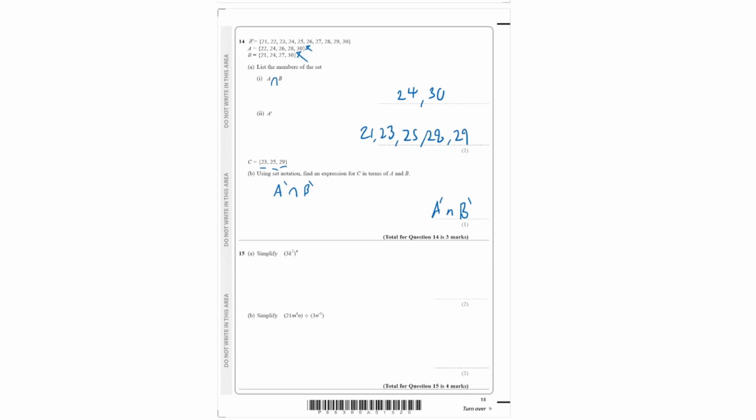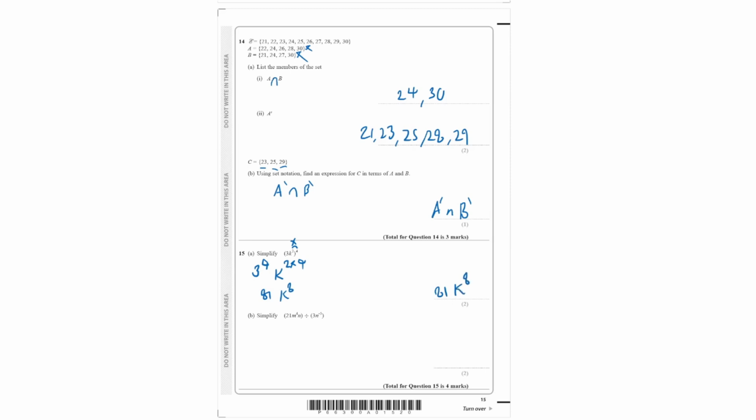Simplify (3k²)⁴. Now we can actually put power 4 to everything. 3 to the power of 4, k² to the power of 4. Now, any power inside the bracket is multiplied by the power outside the bracket. So it's 2 times 4. 3 to the power of 4 is 81. k to the power of 2 times 4, we can write that as k⁸. So 81k⁸.